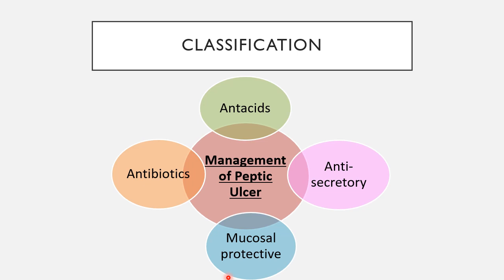They protect the gastric mucosa from the aggressive factors, right? So misoprostol can be used, sucralfate and bismuth compounds, and we'll be discussing them shortly. And if the peptic ulcer is due to a bacteria which is H. pylori, then you have to give antibiotics for that.